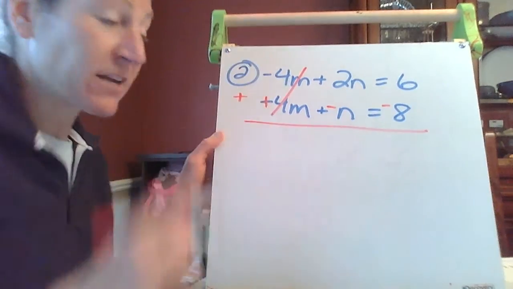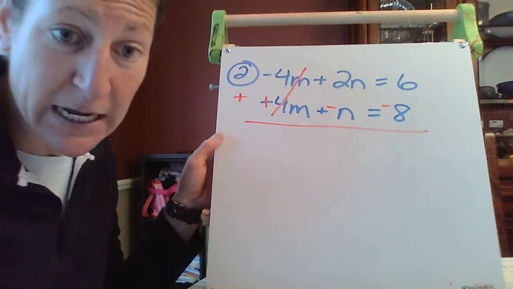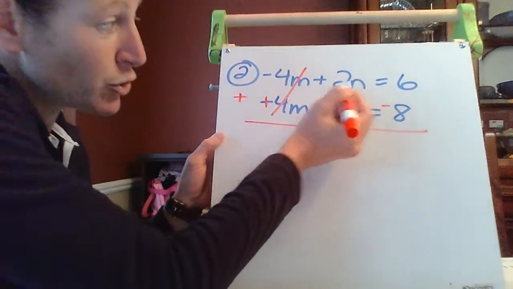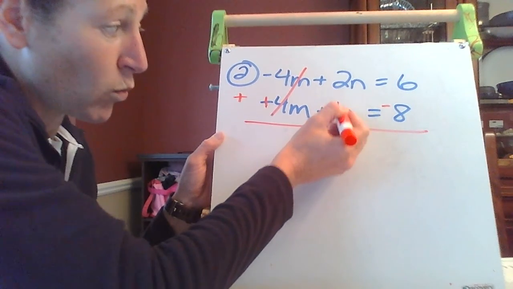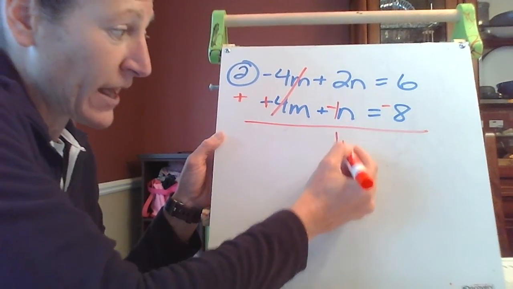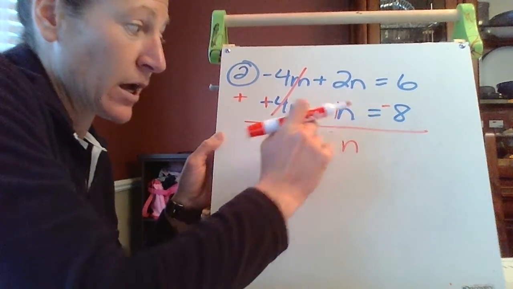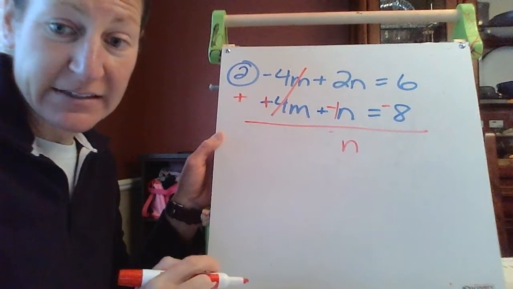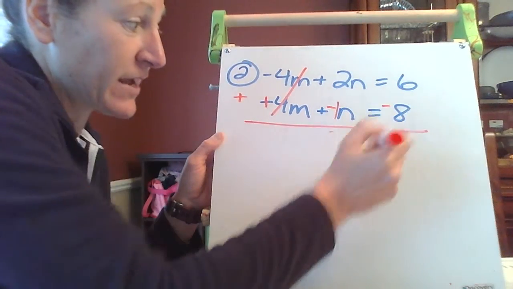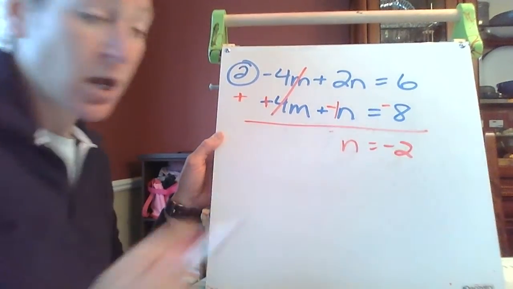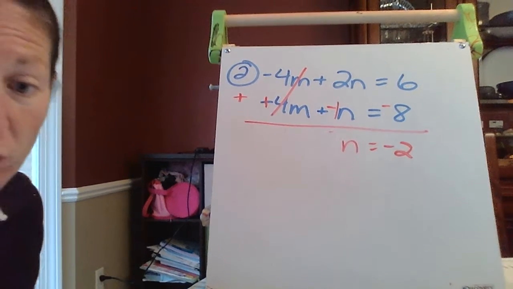Add. Negative 4m and positive 4m eliminate. They go away. 2n plus negative 1n is 1n, or just n. You can just write an n if you want, okay? And then we add the constants. 6 plus negative 8 is negative 2. So now I have my first variable solved for.